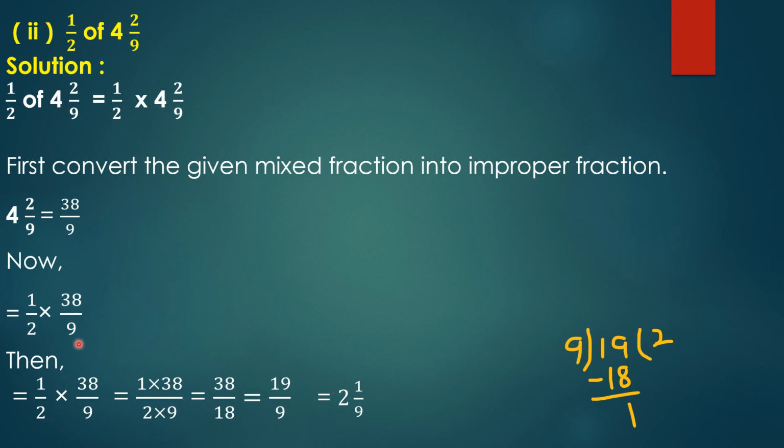So, to get the product of the fractions, we have to multiply the numerators and denominators separately. Therefore, this is equal to 1 into 38 divided by 2 into 9. What is 1 into 38? It is 38, and 2 into 9 is 18. Now 2 9s are 18 and 2 19s are 38. Therefore 19 by 9 is the answer for the given fraction. Okay.